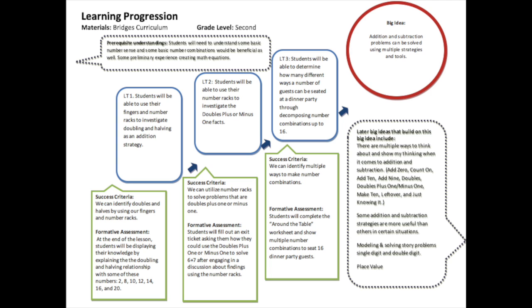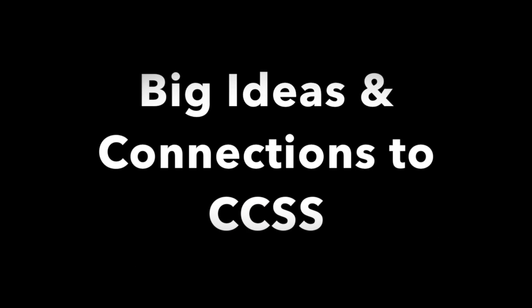This is my learning progression for the third module in the second grade curriculum, Introducing Addition and Subtraction Strategies. As seen in my learning progression, the big idea of this unit is that there are multiple strategies to solve addition and subtraction problems. Common Core greatly influences the Bridges curriculum. For example, in grade 2 in Operations and Algebraic Thinking, the first two curriculum standards match what this unit is about, for example, representing and solving problems involving addition and subtraction.